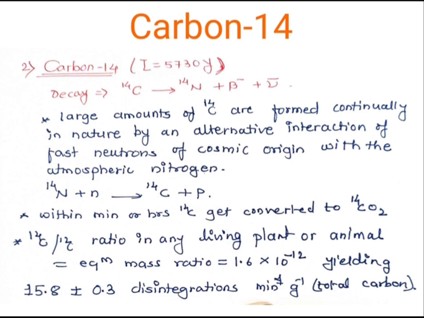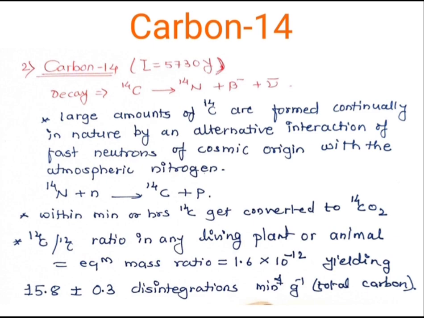So here we will see the n,p reaction, that is nitrogen 14 from the atmosphere. It interacts with the fast neutrons from the cosmic origin, and there is a formation of carbon 14 plus proton. So this is an n,p reaction by which the carbon 14 is generated, and within a minute or hours the carbon 14 will get converted to carbon dioxide, and the carbon dioxide where the carbon is 14.